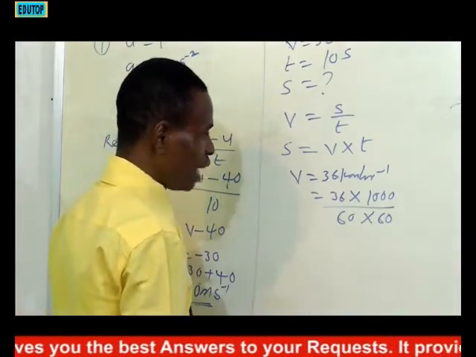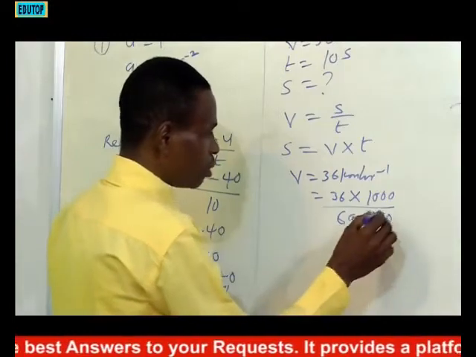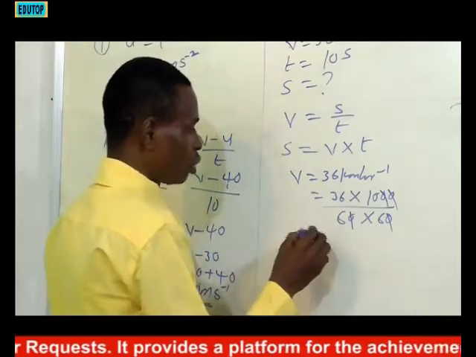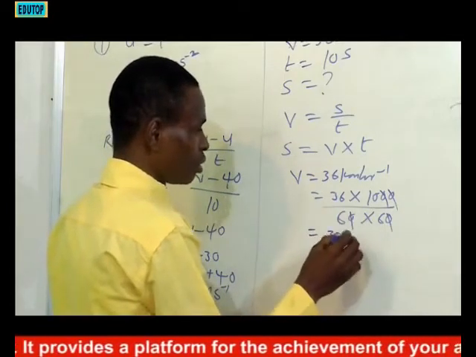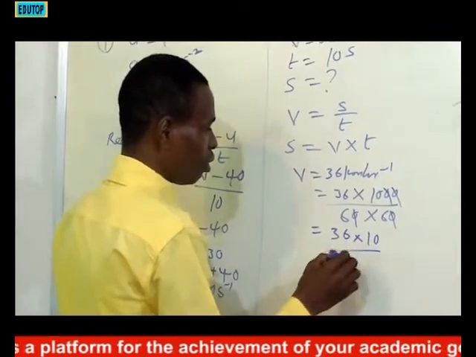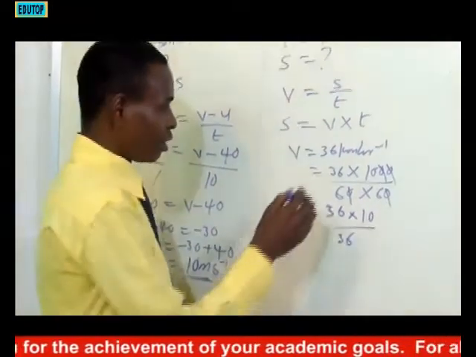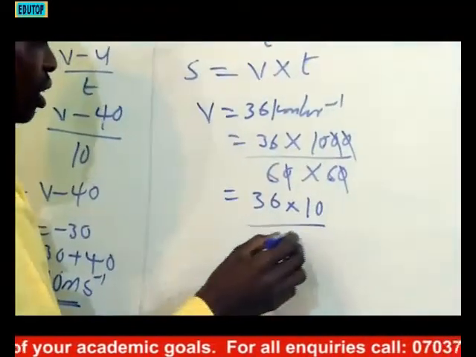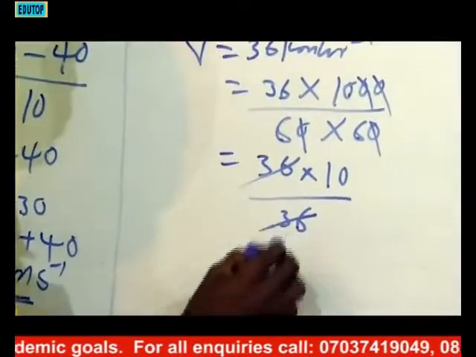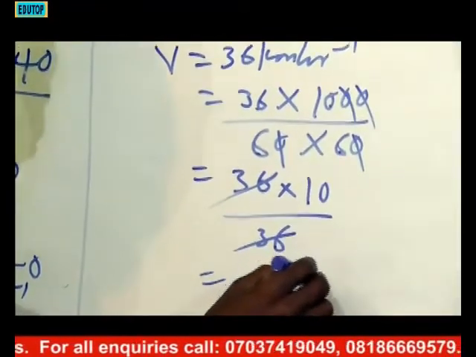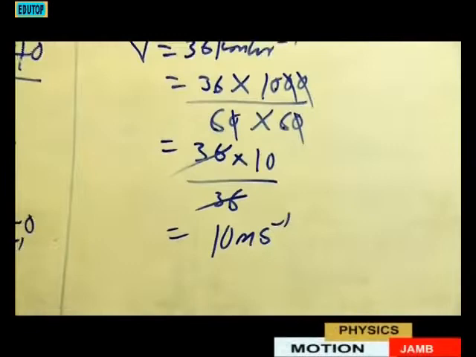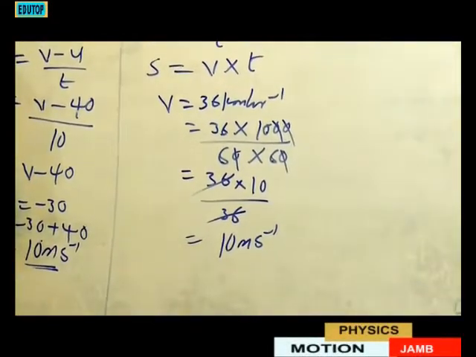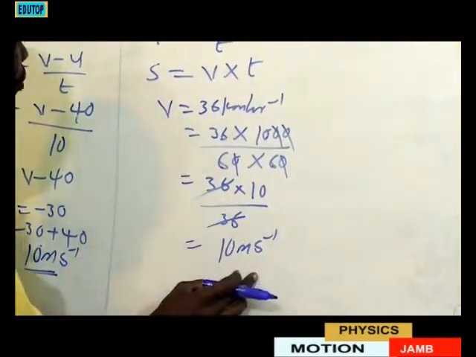How do we get the value of this? This cancels this. This cancels this. We are going to have 36 times 10 over 36. 36 times 10, that's what remains. 6 times 6 is 36, 36 times 36. What are we having left? 10 meter per second. Can you see that? As simple as that. Now we are getting the value of V.